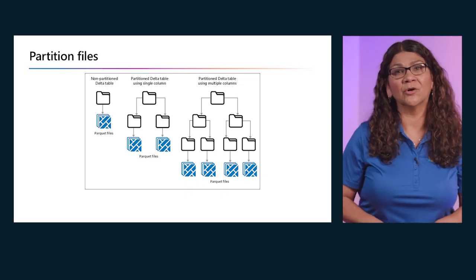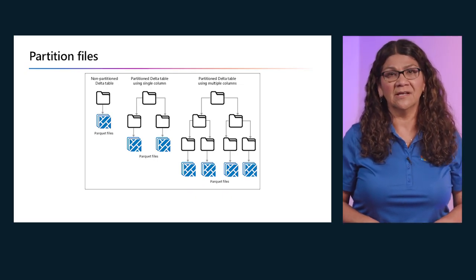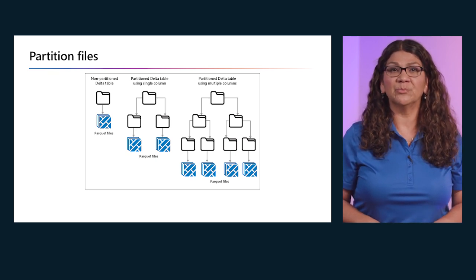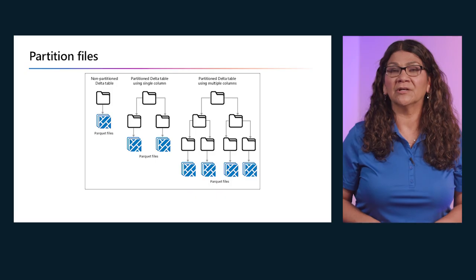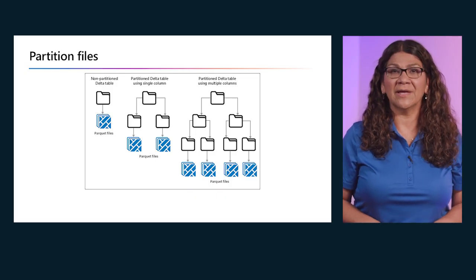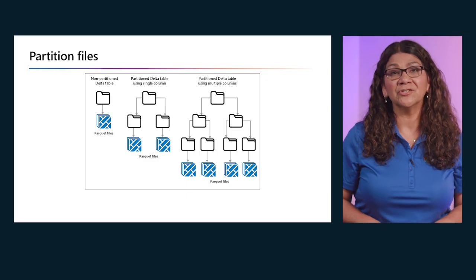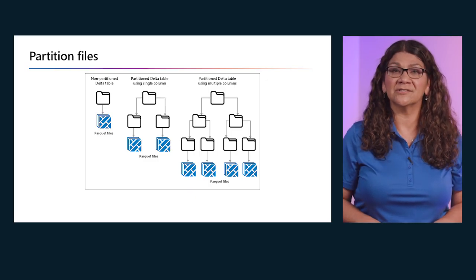Delta Lake allows you to organize data into partitions. This might improve performance by enabling data skipping, which boosts performance by skipping over irrelevant data objects based on the object's metadata. Consider a situation where large amounts of sales data are being stored.